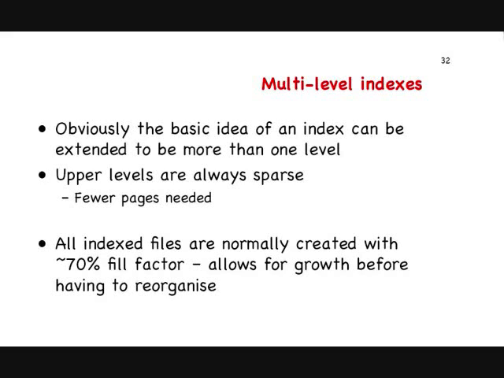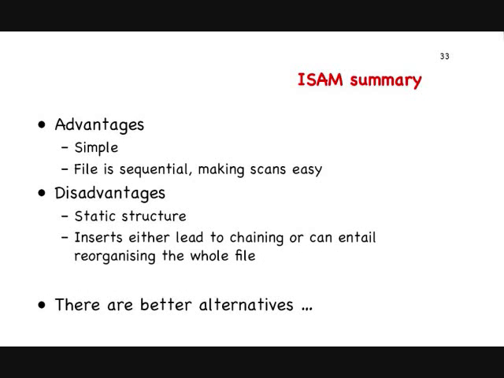And we normally create any index structure with an initial fill of about 70%. So we'll leave about a third of it free so that we don't have to reorganise immediately. That applies to ISAM and B trees. Okay, so ISAM is simple. We can do easy scans because the file's sequential. It's a static structure, so we're either going to get chaining or reorganisations. We can do better, and the better is called a B tree.